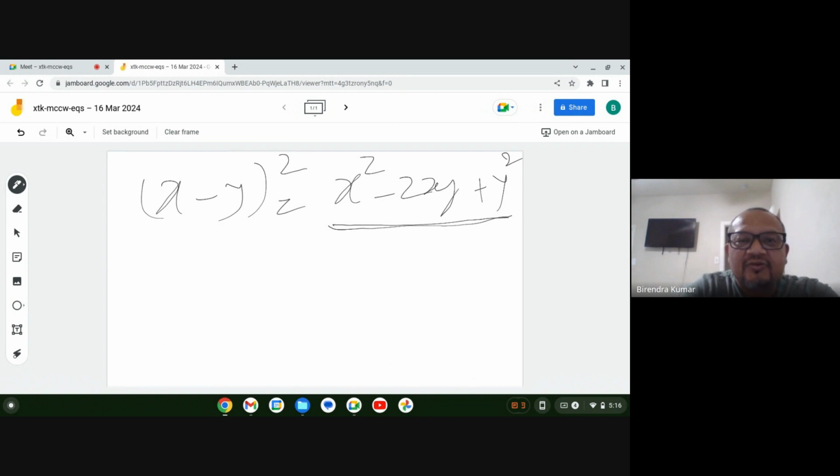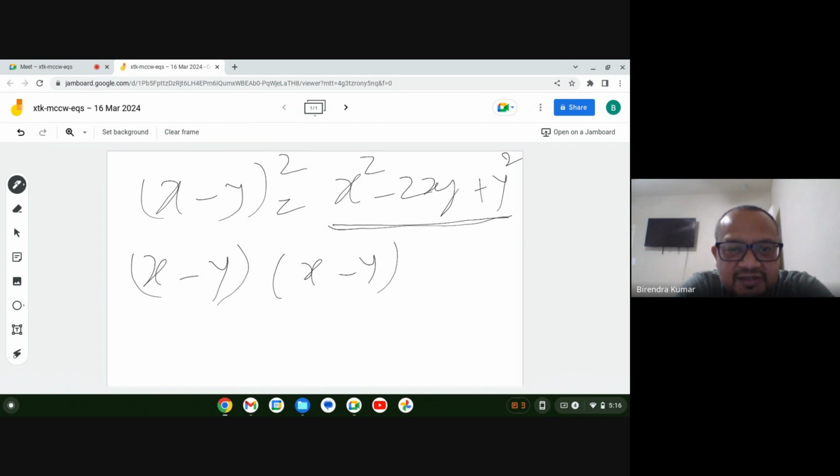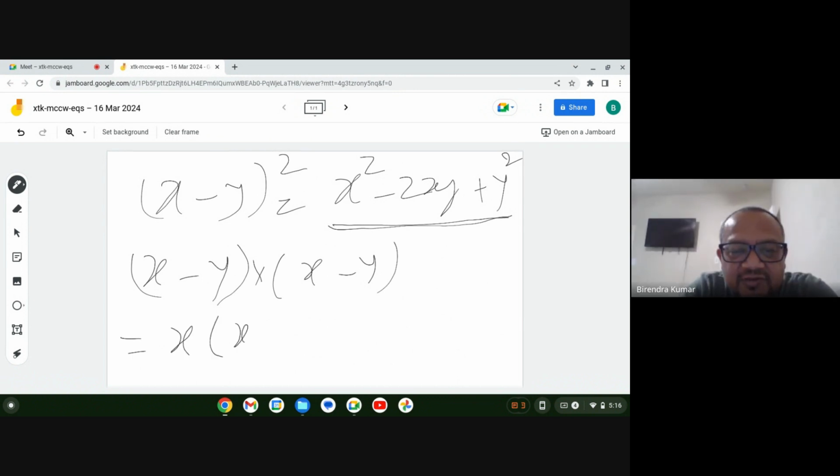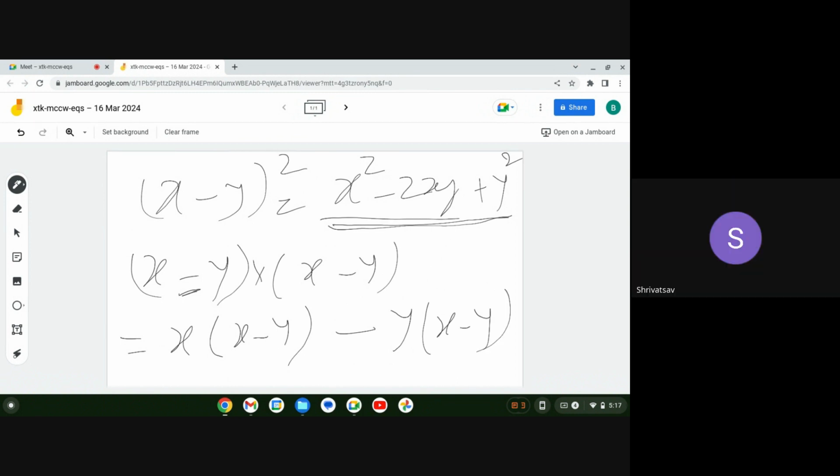Now, why does this formula exist? I know that x minus y whole square means x minus y into x minus y, right? Like x squared is x into x. So x minus y whole square is x minus y into this. So now I can make the bracket. I will say x into x minus y, then I have a minus sign, minus y into x minus y. And then I'll multiply and get what I was saying here.